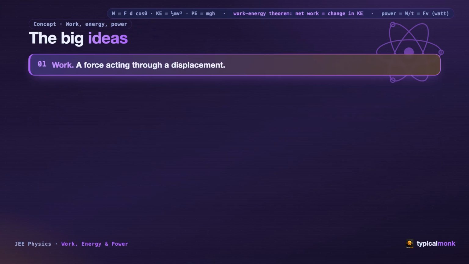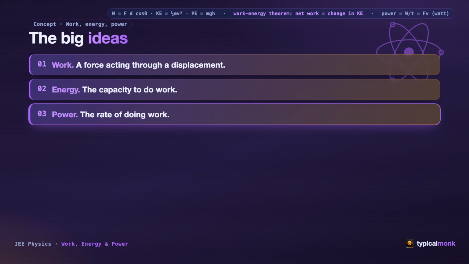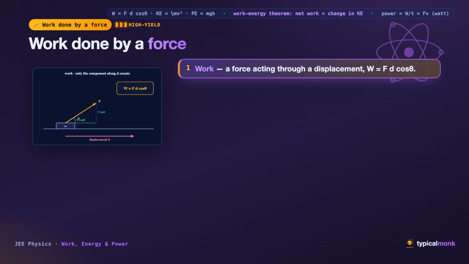Let us set the foundation. Work, a force acting through a displacement. Energy, the capacity to do work. Power, the rate of doing work. Masterline, energy is never created or destroyed, only transformed. Now look at the picture.